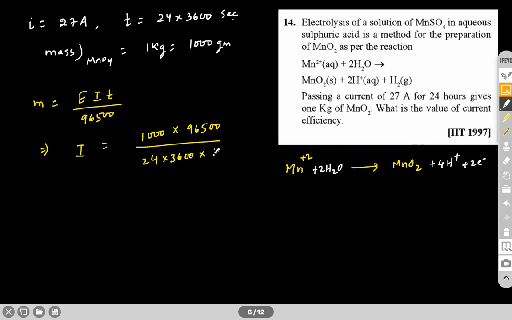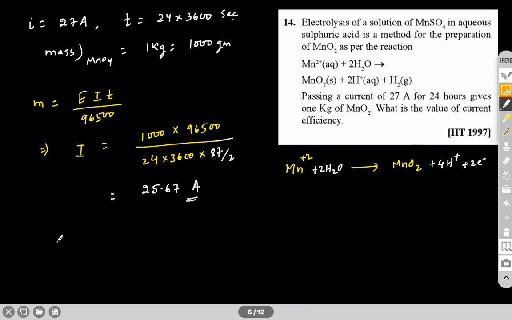This will be the atomic mass of manganese divided by 2, the equivalent mass. So when you solve this, the I value that you get here is 25.67 ampere.